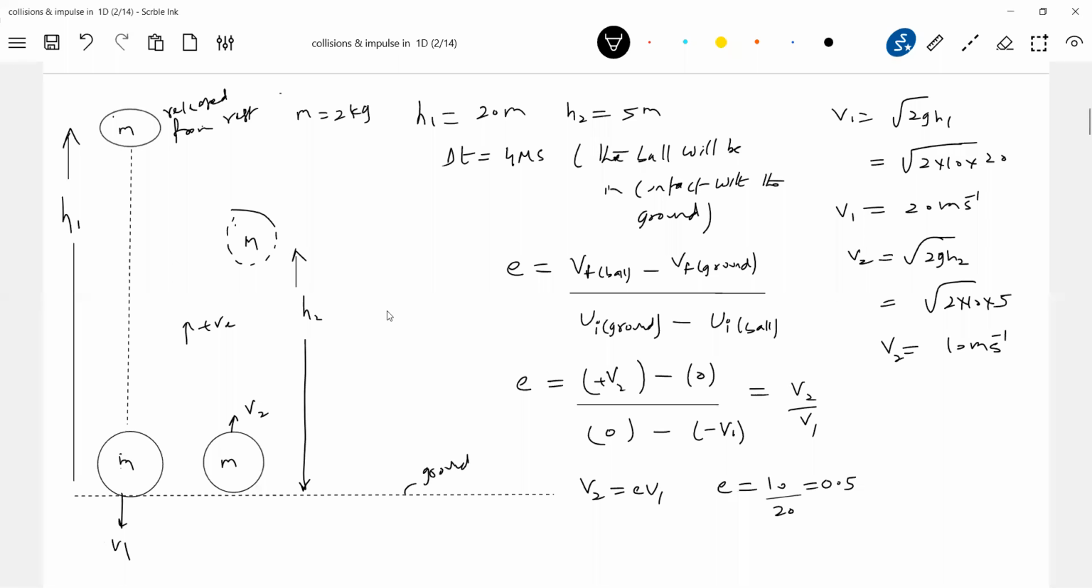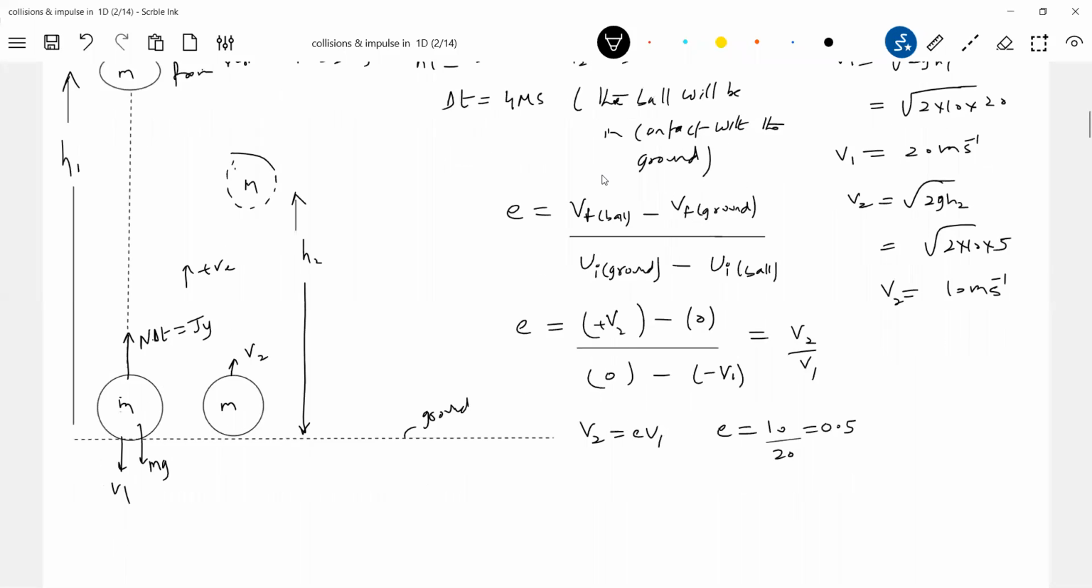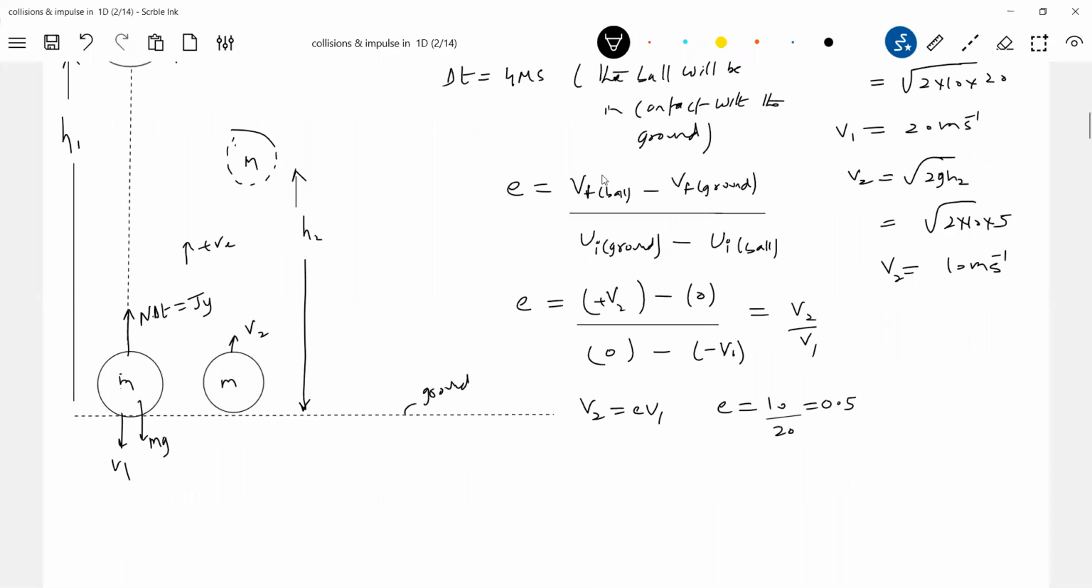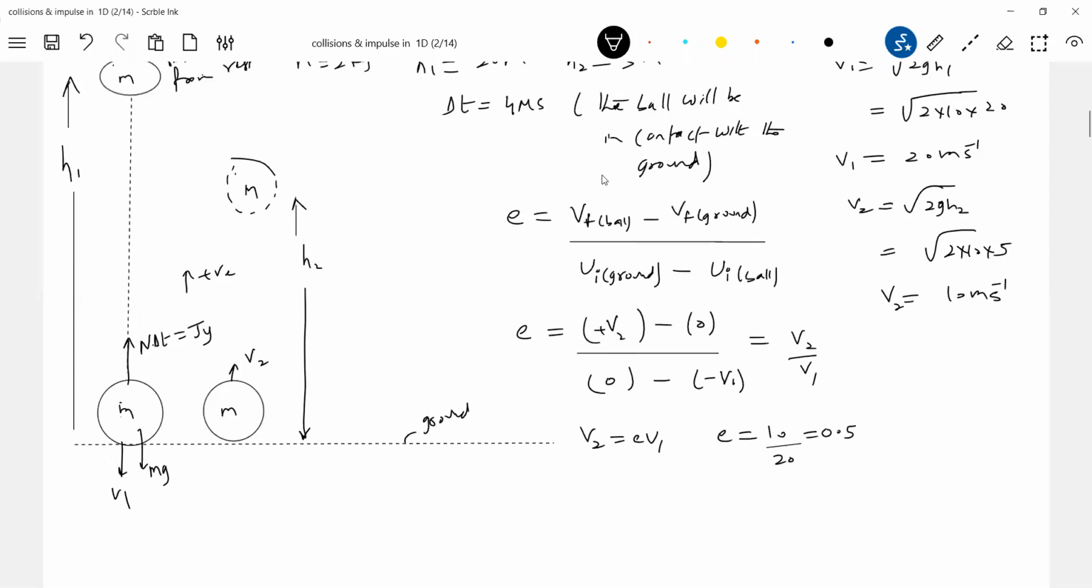Okay, let's talk about any normal contact that will act during that collision time. Yes, a normal contact will act, and that normal contact into time, shall I take that as impulse? Because the normal contact will act for a small duration of time. And also the weight will be acting. And what is delta t? The ball will be in contact with the ground for this interval of time. Now let's write the normal contact. Is it N equal to mg? That is what I'm trying to explain here.